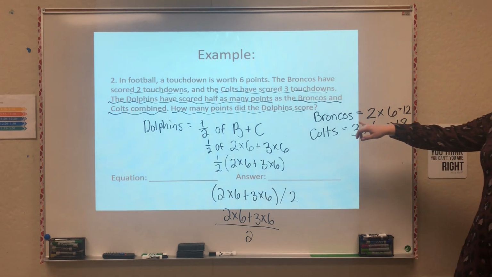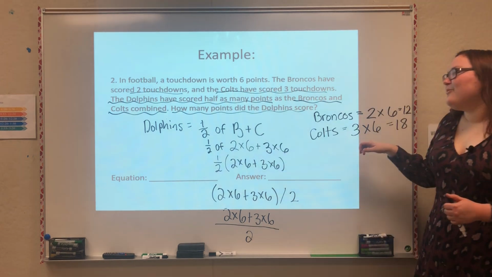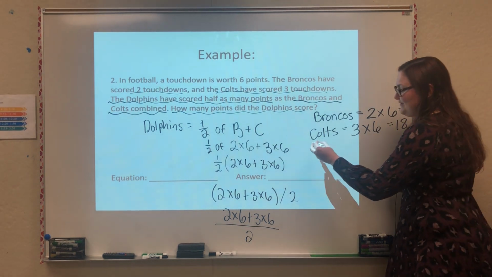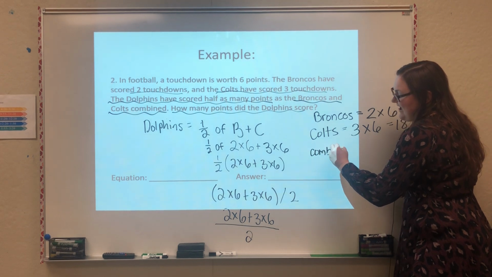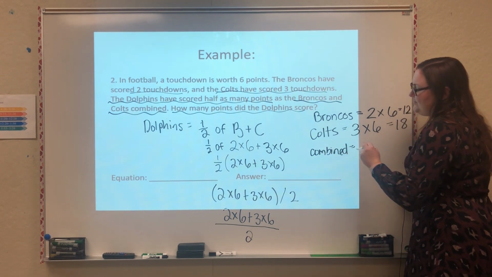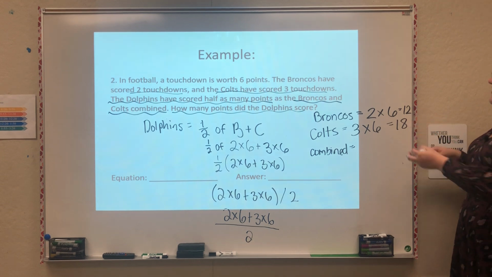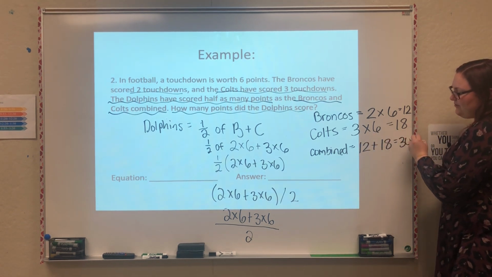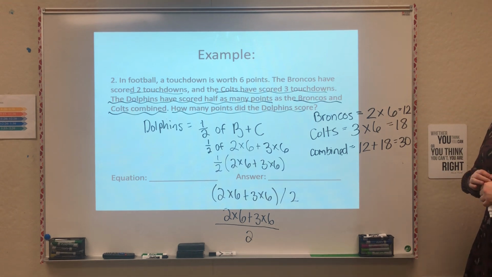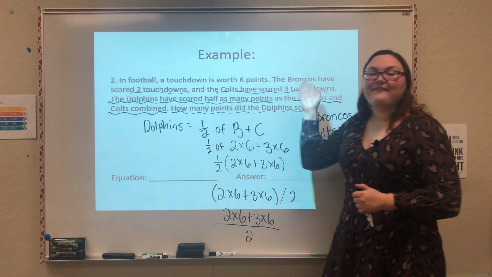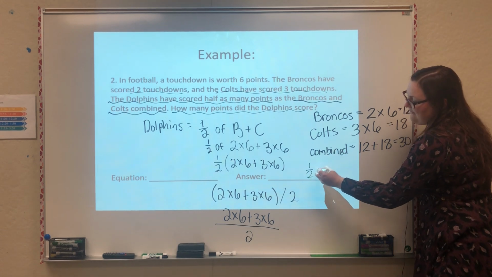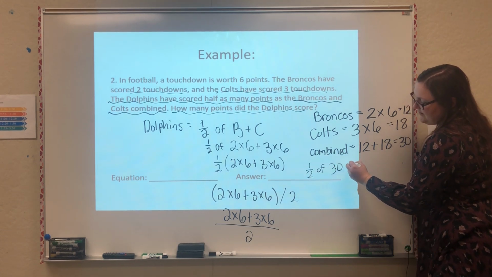The question, remember, says the Dolphins scored half as many points as the Broncos and Colts combined. So the next thing I need to do is figure out how many total points they got combined. To do that, I want to add these 2 things together. So 12 plus 18, that gives me a total of 30 points. And then the Dolphins scored half as many points as them combined. So I want to find what half of 30 is.